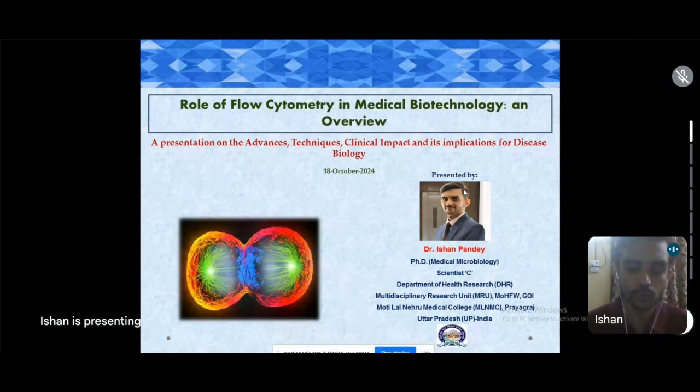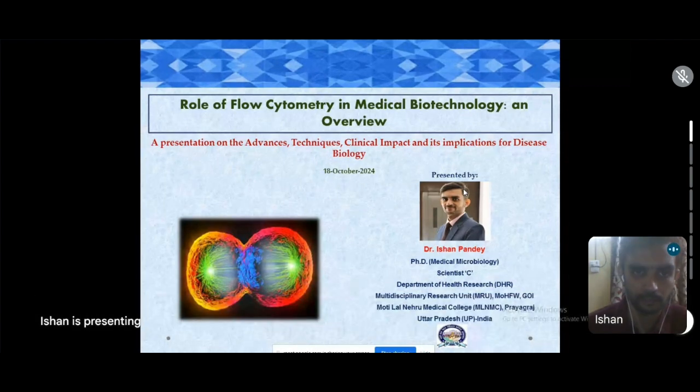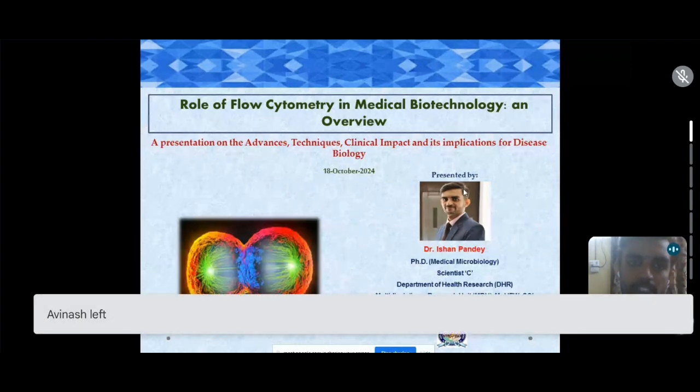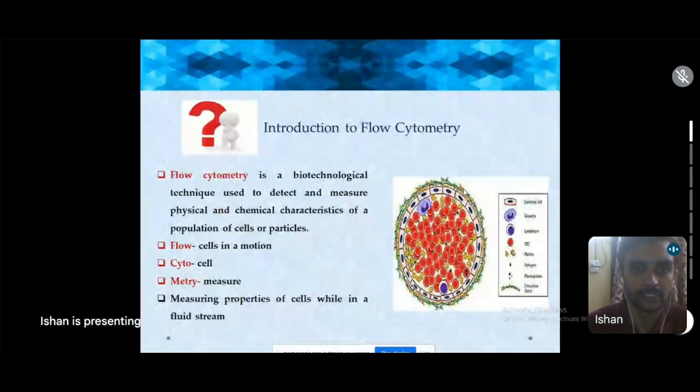Today's topic of interest is the role of flow cytometry in medical biotechnology, as an overview. Flow cytometry is an advanced technique. In this presentation, I'll be discussing the advances, the technique, the clinical impact, and its importance for disease biology. As I start, what is flow cytometry?